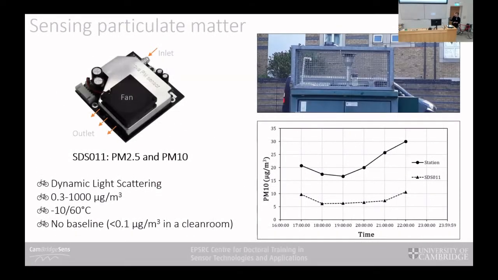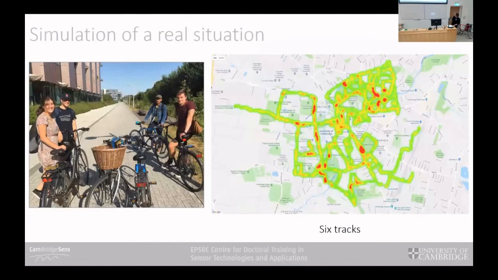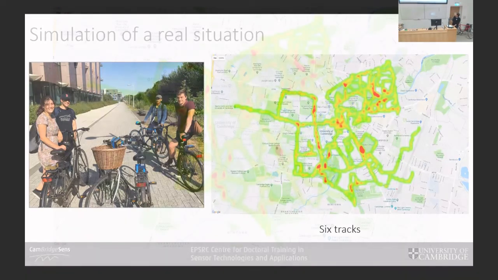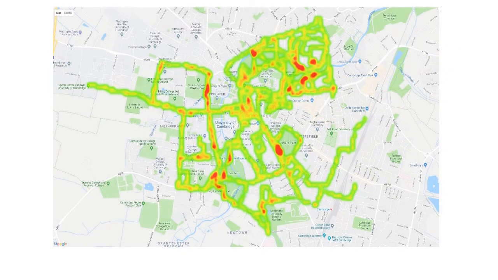From now on, everything we show is relative to Cambridge, so low levels are low for Cambridge and high levels are high for Cambridge. What we did next is a bit of a spoiler of what's coming next. All of us got a sensor and we went cycling through Cambridge, all of us at the same time, to build dynamic air pollution maps of the city.